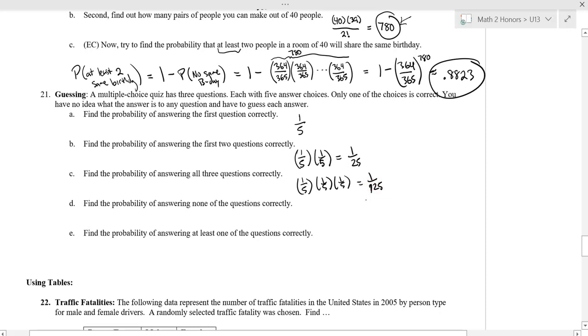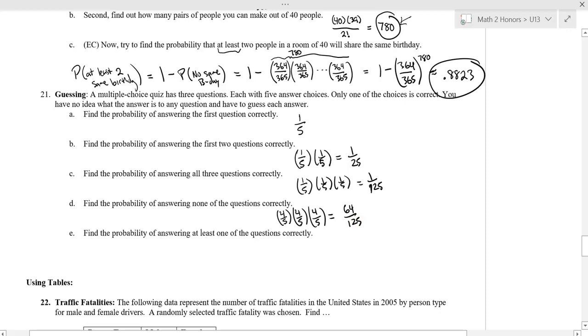Probability of answering none of the questions correctly. Alright, so you got 4 out of 5 wrong answers for the first, 4 out of 5 wrong ones for the second, and 4 out of 5 wrong ones for the third. And so you're going to get 64 out of 125.